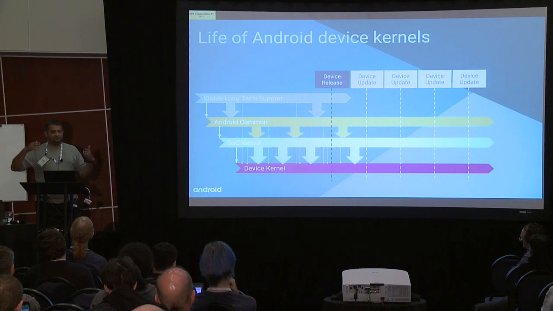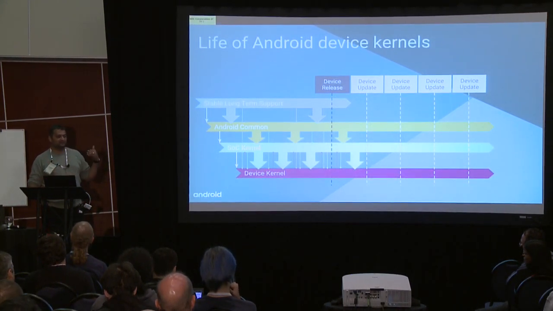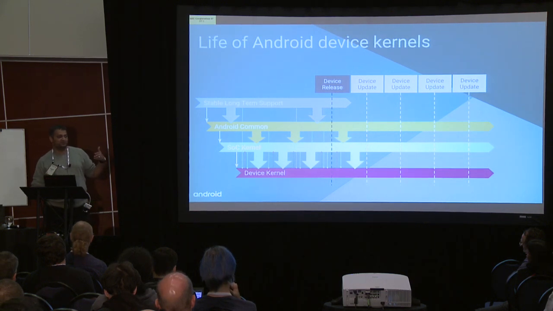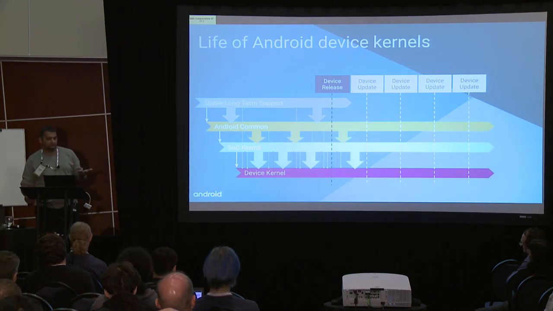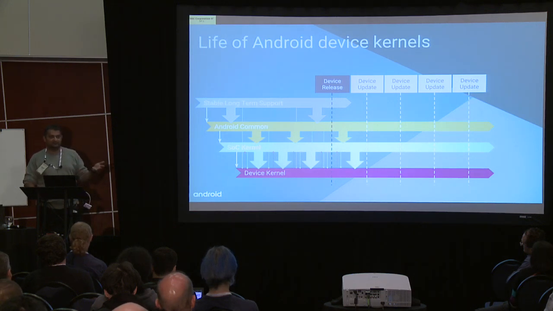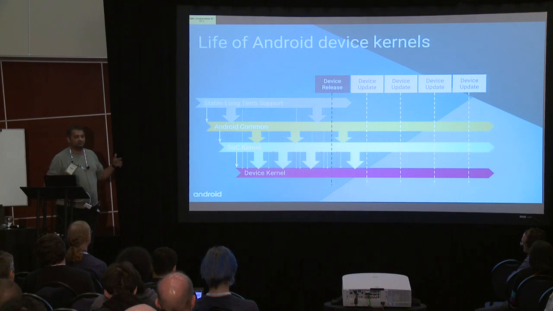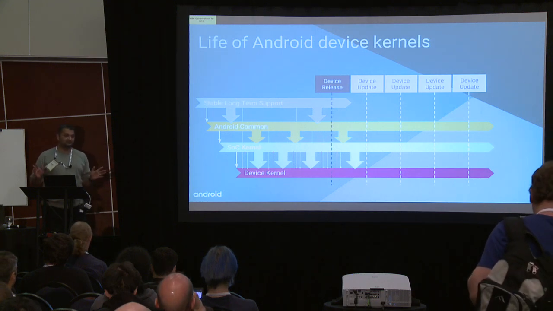So if that one started with doing all the things right that they could with the latest LTS that was available to them at the point of time the SoC was made, the first device with that SoC actually showed up about a year and a half later, which means with the two-year LTS, you're already close to end of life and your kernel support is gone by the time you launch an Android device. And that's basically how Android device kernels get made.